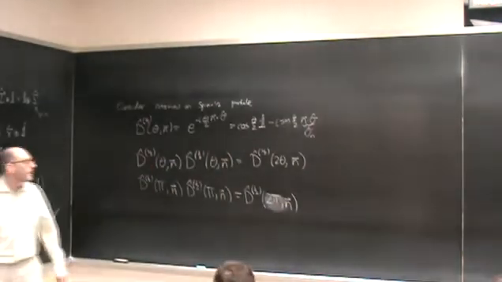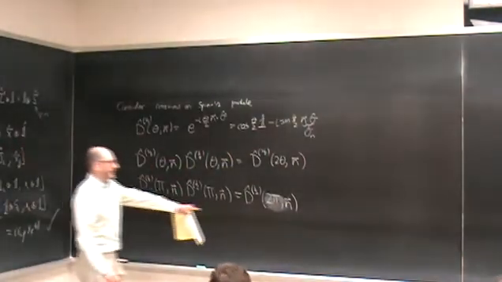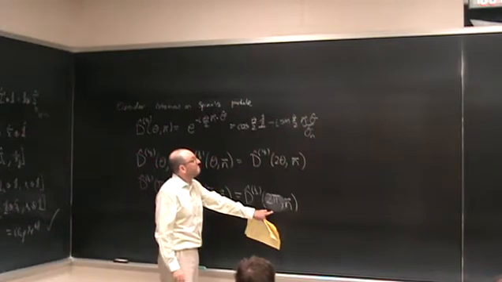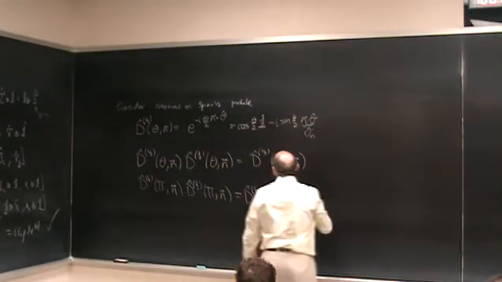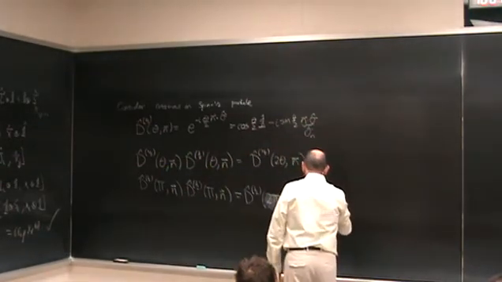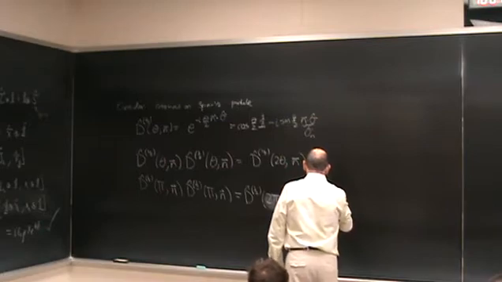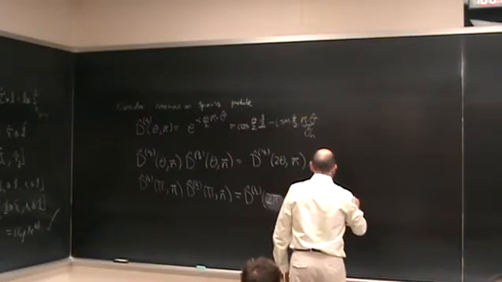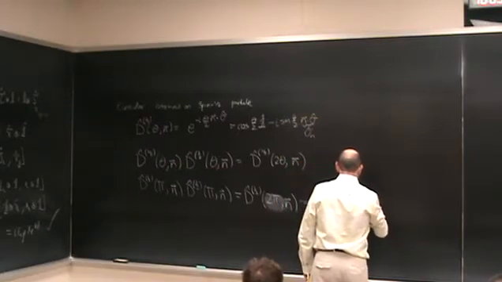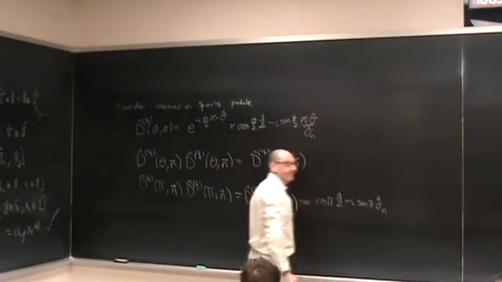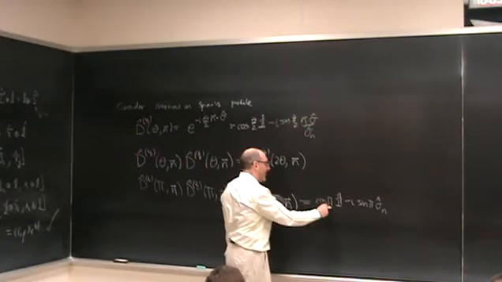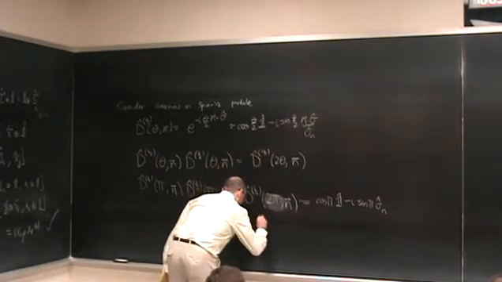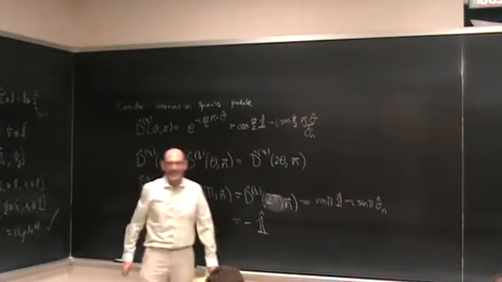Right? Now, what is this? Just the identity. You would think, but it isn't. Look at this. This is cosine pi times the identity minus i sine pi times sigma_n. Sine of pi is 0, but cosine of pi is minus the identity.